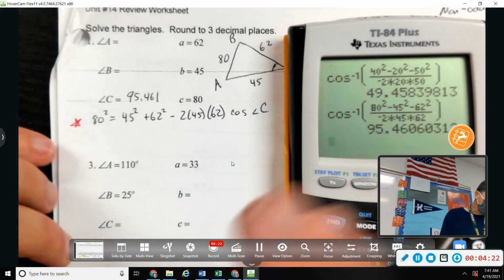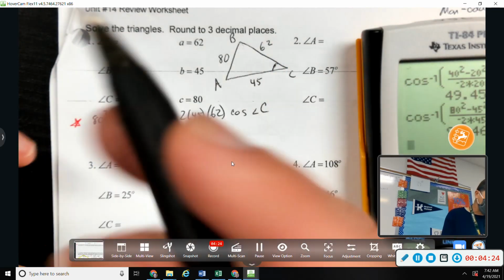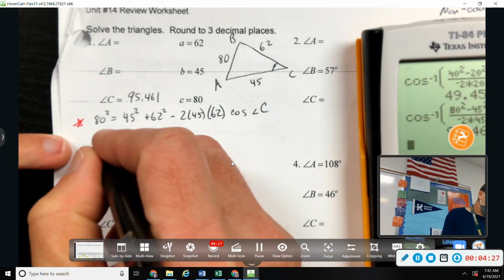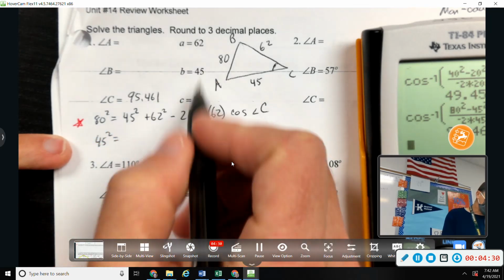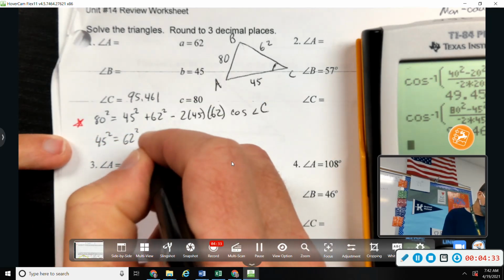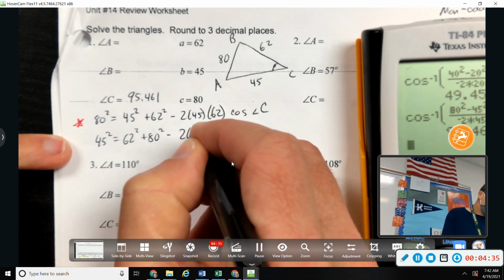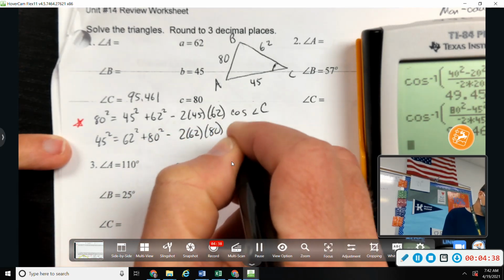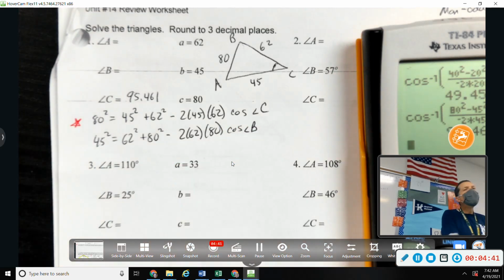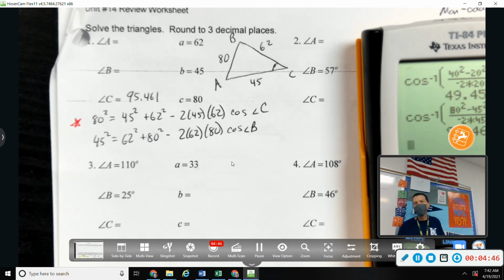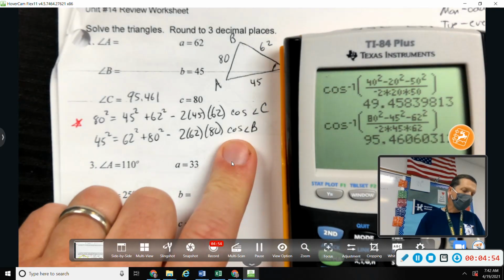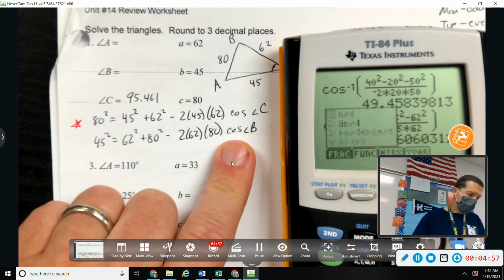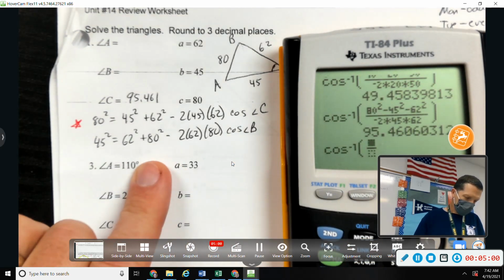I'm going to do angle B next, just because it doesn't matter which one you do next. 45 squared equals the other 2. Again, my hope is that you know law of sines and law of cosines so well that you're not reliant on notes and you're not reliant on who's A and who's B. You just understand that across from each other is the key, and then you could write the equation regardless of what the letters are. Inverse cosine.